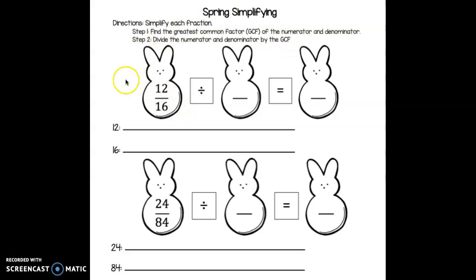A first tip that you need to know is that this little rabbit means whatever you do to the top number, the numerator, you have to do the same to the denominator. If I know my multiplication facts, I would start with, let's say, 2. If I take 12 divided by 2, that gives me 6, and if I take 16 divided by 2, it gives me 8.